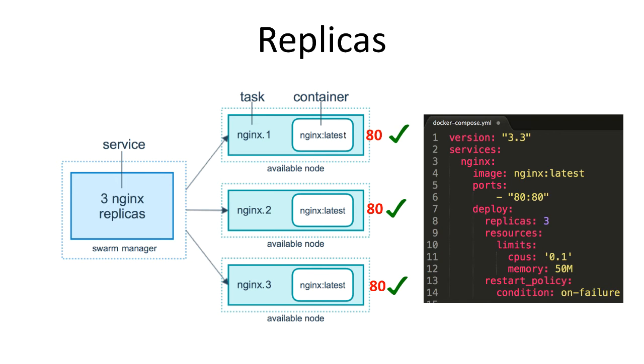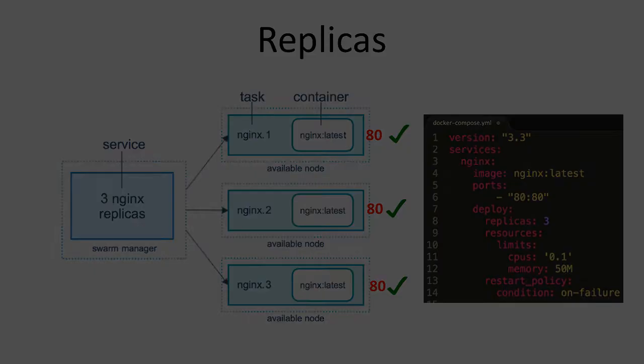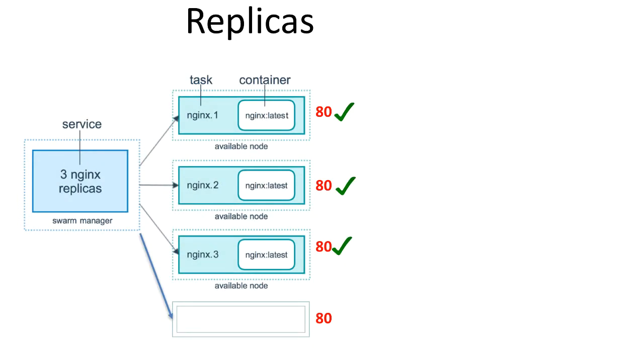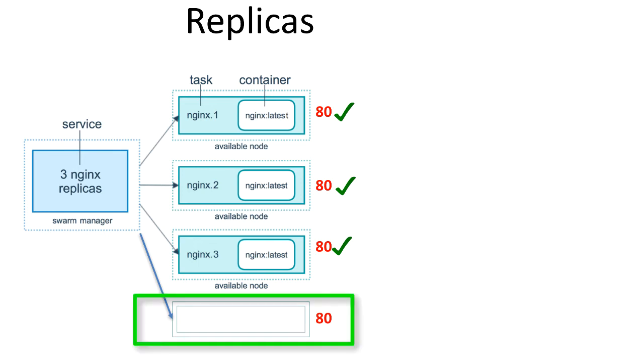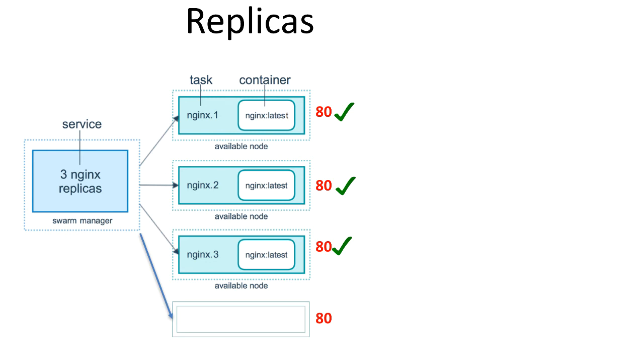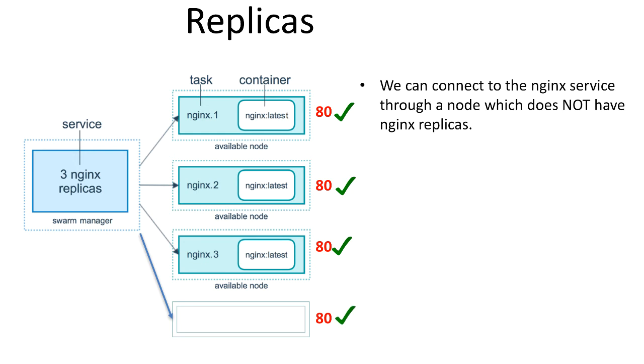While this concept is pretty standard when all nodes are running a service's container, this concept gets interesting when we have more nodes than we do replicas. Let's say you have 4 nodes in your Swarm cluster, and Swarm deployed 3 replicas of the Nginx service. What if you hit port 80 of the node which doesn't have the Nginx replicas? What would happen? The answer is that you will still be able to connect to the Nginx service through a node which does not have Nginx replicas.